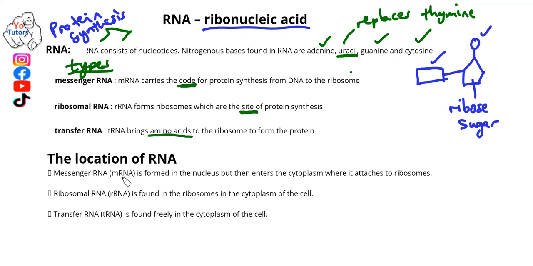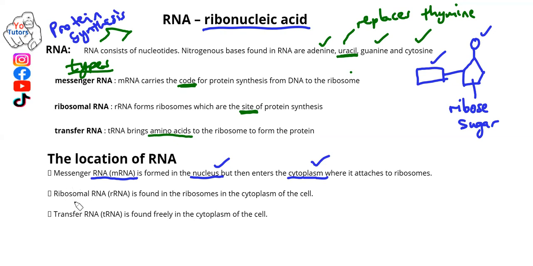So the location of the RNA, where is it located? You see that it's located in the nucleus. What is located in the nucleus? Messenger RNA, because messenger RNA is formed in the nucleus. So the first location is the nucleus, but it then takes the message to the ribosomes. And where are the ribosomes? The ribosomes are in the cytoplasm. So it goes to the cytoplasm, so you will find this also in the cytoplasm.